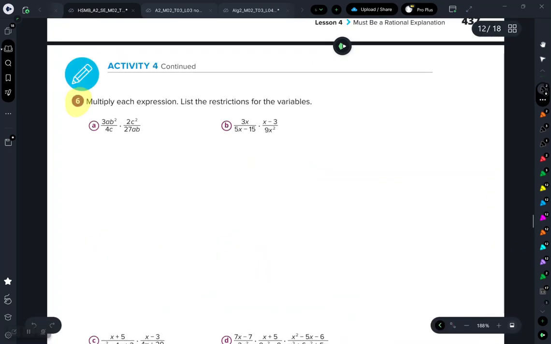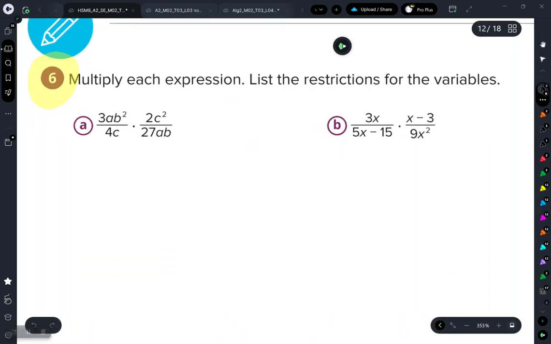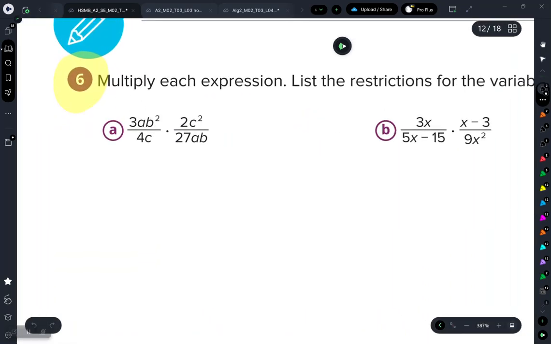Okay, so let's look at some of these multiplication problems. Now, the first thing I said to do was factor, right? But sometimes factoring doesn't really make sense. Like in 6a, when we just have monomials, so one-term polynomials, in all four parts here. For this, we can just cross-cancel and reduce and things like that.